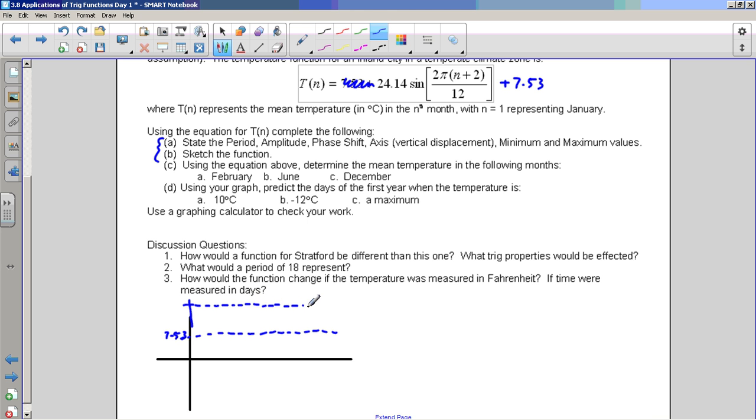And how far up is that maximum? Well, the max is at the average temperature, 7.3, plus the amplitude. Now, the amplitude is this little business on the front, and I don't know why they're trying to be so accurate with these numbers, but this is about 31.6, which sounds like a pretty warm maximum. And then the minimum is actually going to go to the negatives, and negative temperature. That makes complete sense in Stratford.